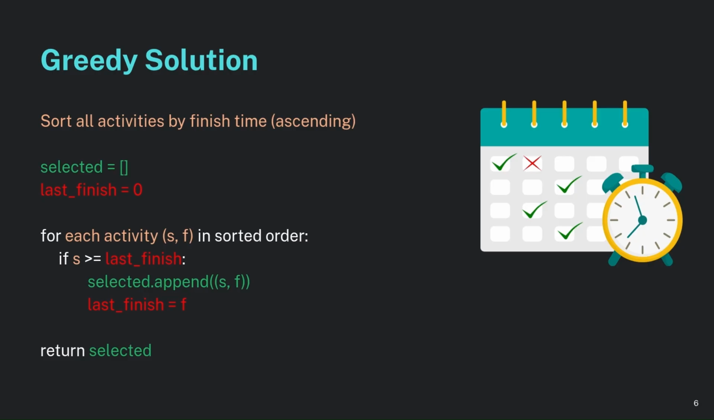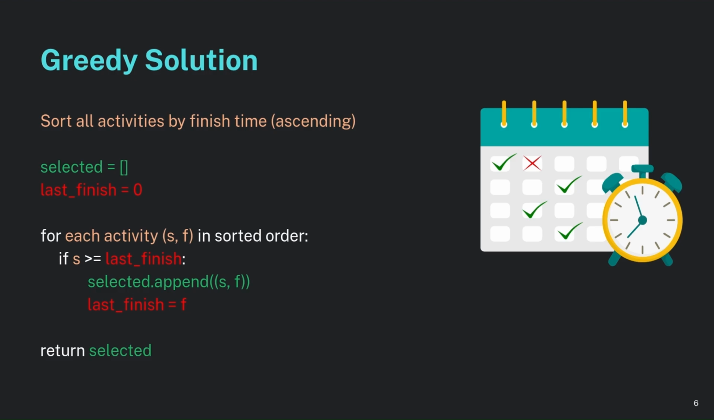Then I am declaring my variables. First, I need a final selected tasks list. It will hold my selected tasks at the end and I will return it. And I need to keep track of the time when the last selected task finishes. Initially, it is going to be 0.